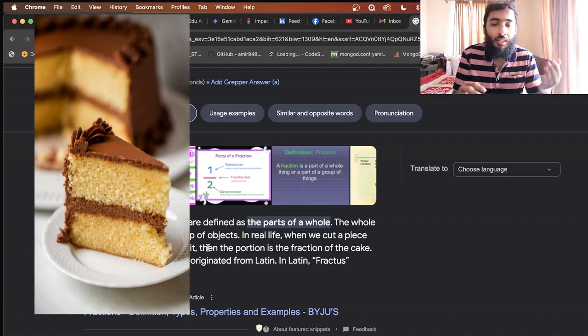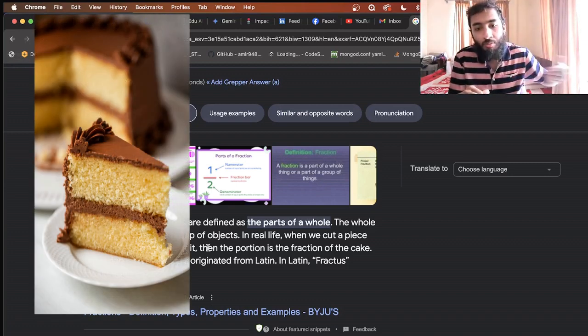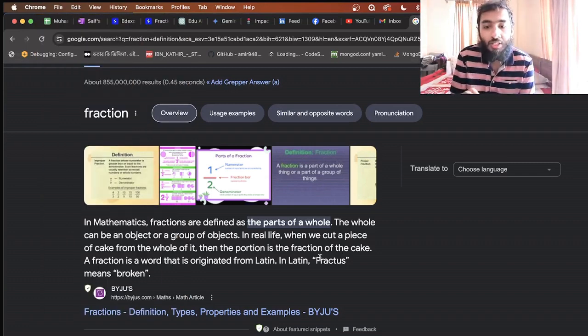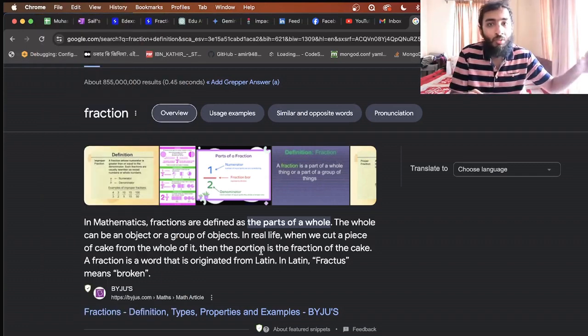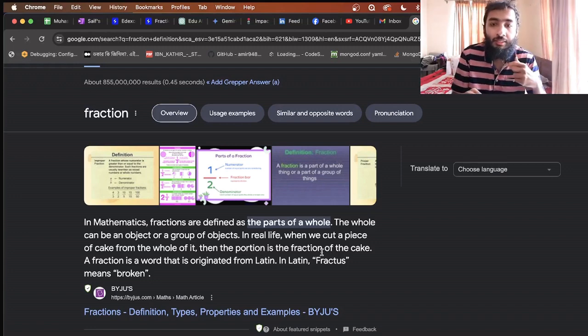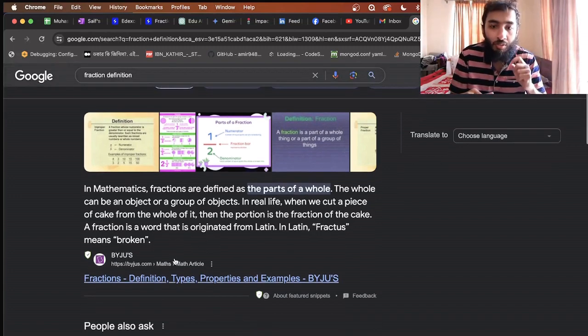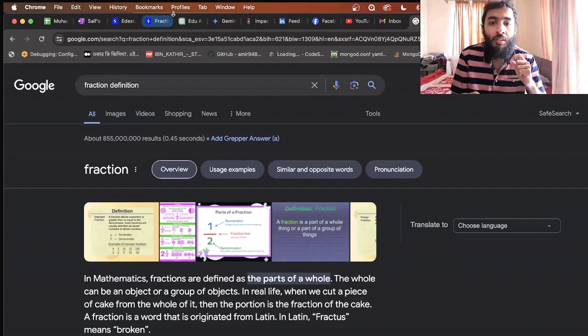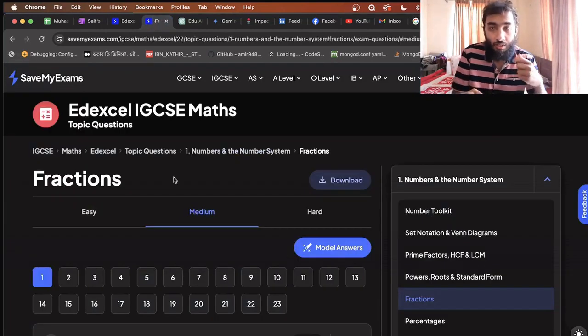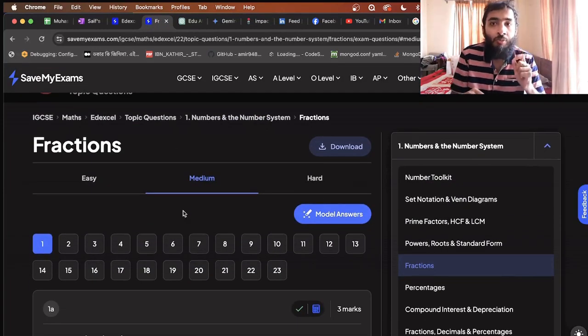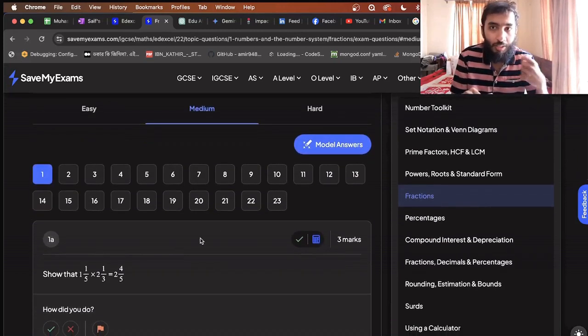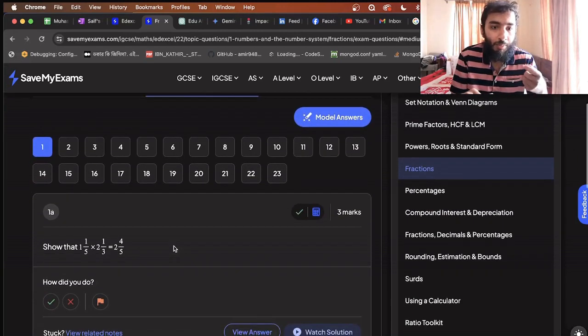So you can cut a piece of cake from the whole of it, and the portion which you cut is a fraction of the cake. Fraction comes from the word fractus, which means broken. You can research more on the theoretical concept of fraction. We will focus on the practical or mathematical part of fractions.